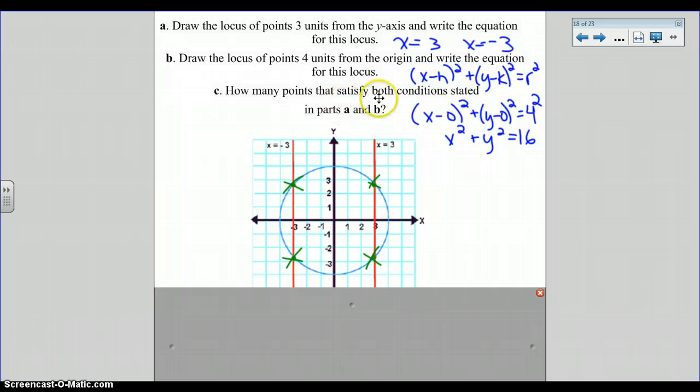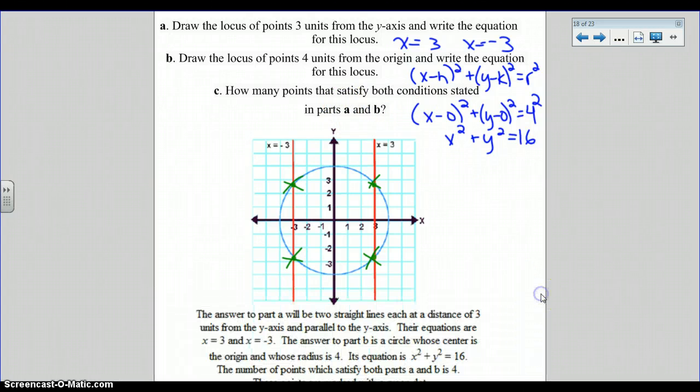How many points satisfy both conditions stated in part A and B? That would be 4 points, and you can see them marked here in green. So this just explains all of the steps that we've taken, and the points are marked with a green X.